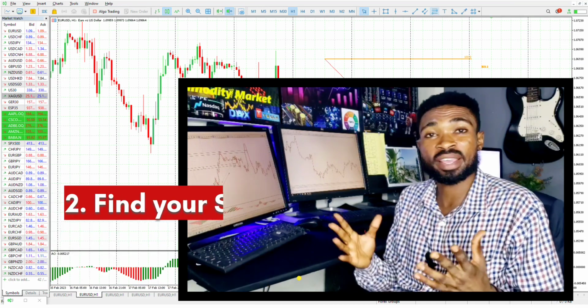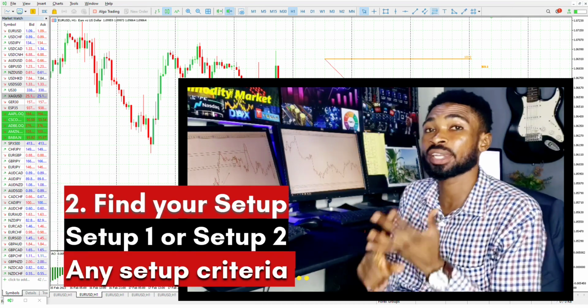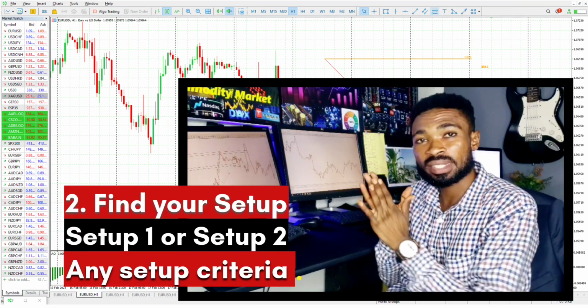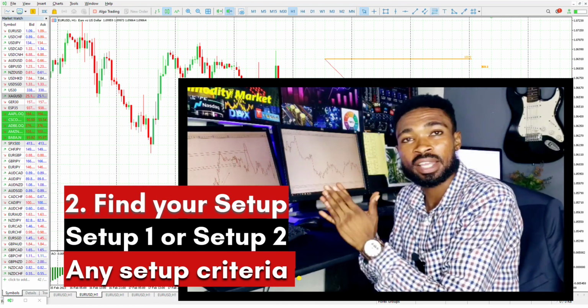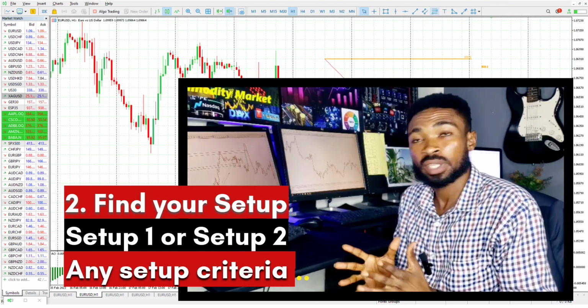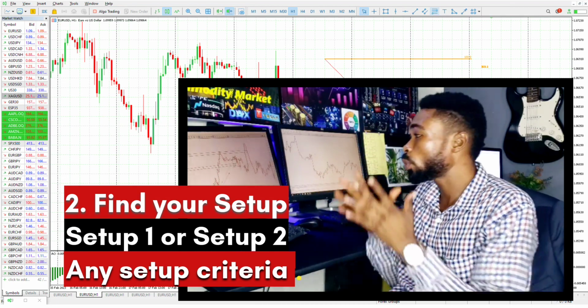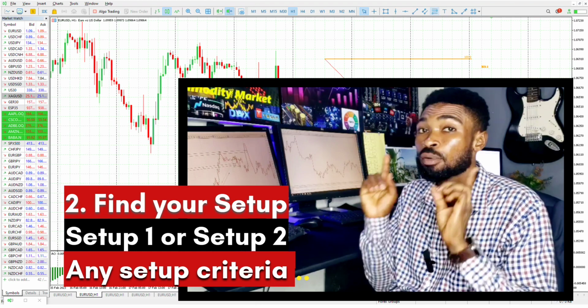So point number 2, finding your setup. You must first identify the phase the market is in. Which phase the market is in? What is the weather of the market? The market is just like a weather. What is the weather? Is it in dry season? Is it in winter? Is it in rainy season? Which phase is the market in? You must first determine that one first.